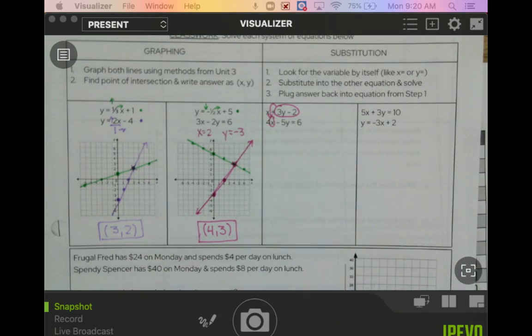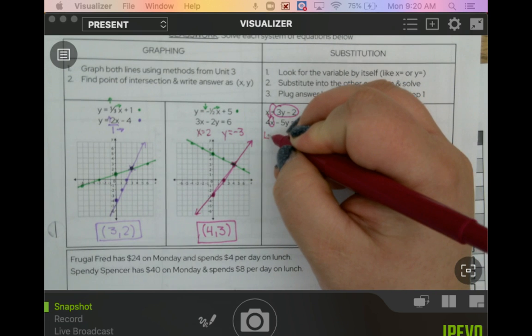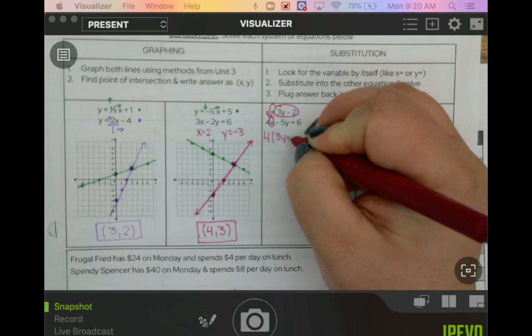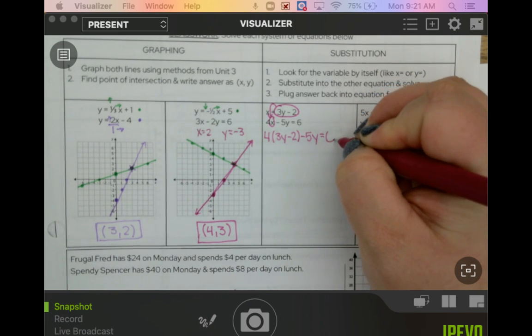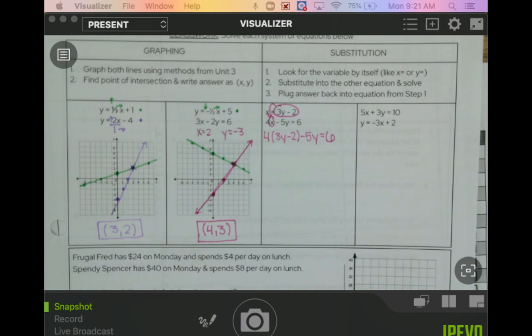And then you're going to rewrite that bottom equation, but instead of x, you're going to put 3y minus 2 in parentheses. And the only thing that changes about the equation is you don't have an x. The whole point is that you took out x and replaced it with y, because you can't solve an equation with two letters. But now we have the same letter. And the solving part is going to take like 2 steps. Multiply this parentheses and then just solve it like normal.